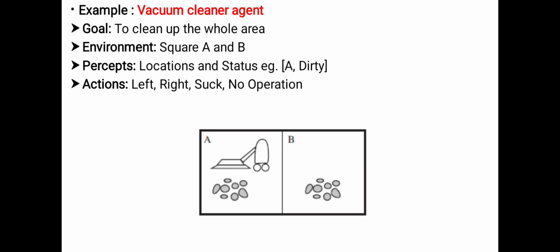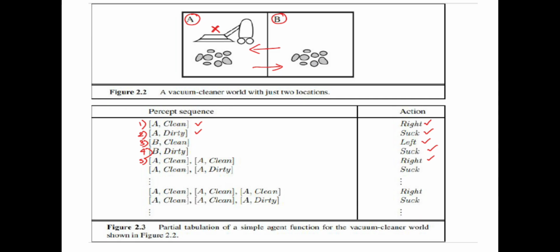Let us take the vacuum cleaner agent. Here there are two rooms, room A and room B. The goal is to clean up the whole area. The environment is room A and room B, which are mentioned as square A and B. Percept: it has to identify the location and status, whether the room is clean or dirty. The actions it can take are moving left, moving right, suck the dirt, or no operation.